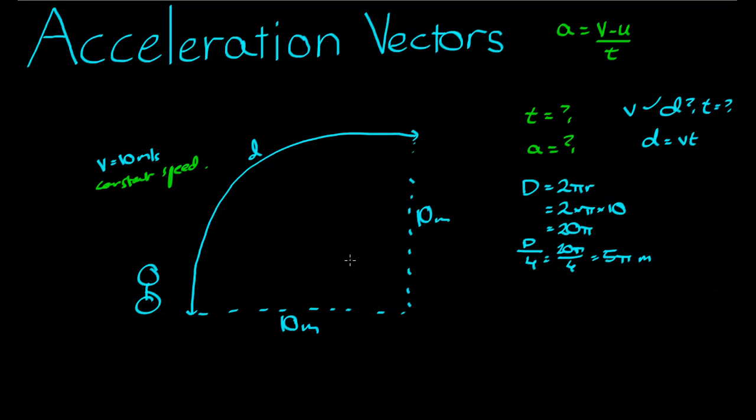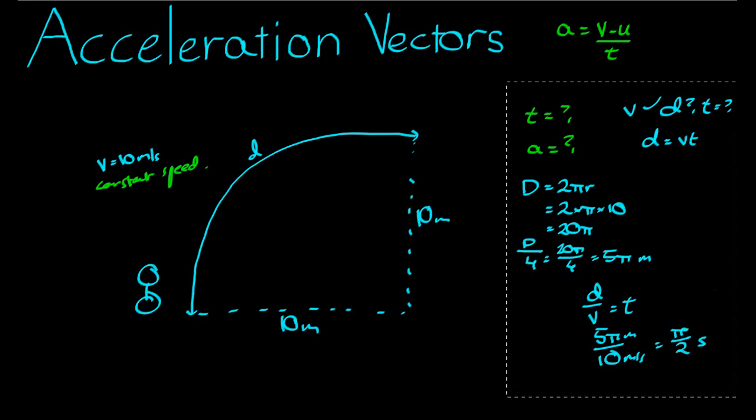The speed he's travelling at is 10 meters per second. So if we rearrange this, we get d over v equals t, 5 pi meters over 10 meters per second comes to pi on 2 seconds. So this is the amount of time it takes for this bike rider to turn that corner. And we can use that to find the acceleration.